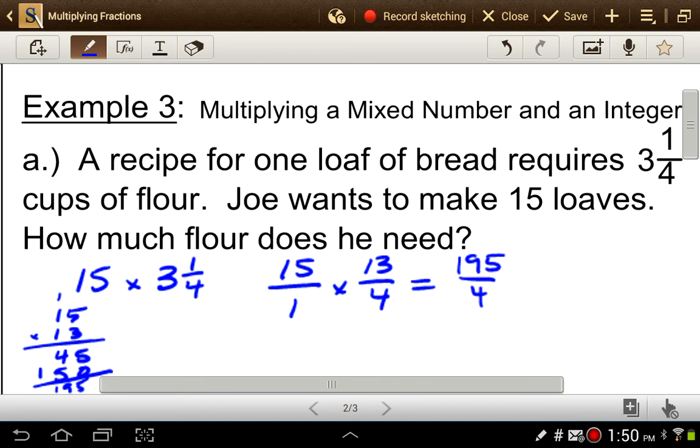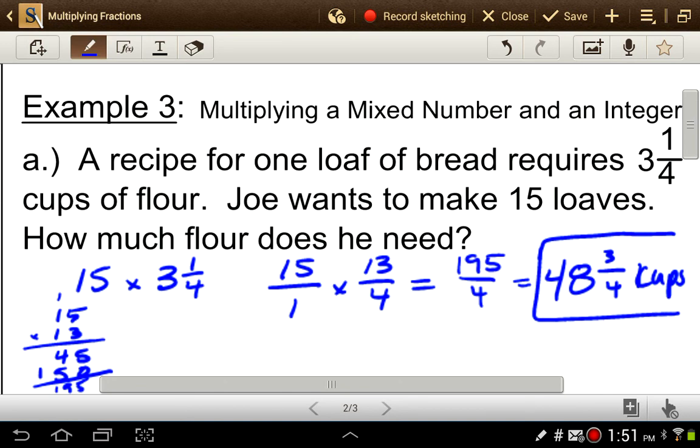Then I'm going to turn that back into a mixed number. So I see how many times 4 goes into 195. Well, 4 goes into 19 4 times. That's a remainder of 3. Goes into 35 8 times. That's 32. You have 3 left over, so you have 48 and 3/4. Oops, low cups. Cups. 48 and 3/4 cups. That's your final answer.